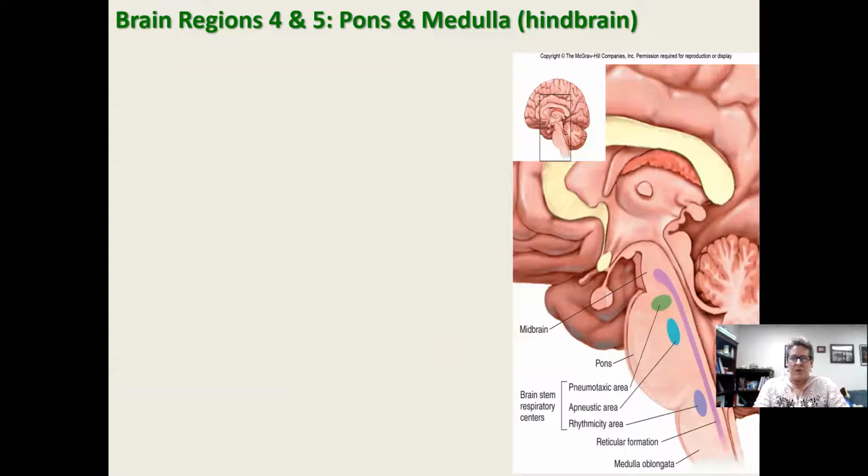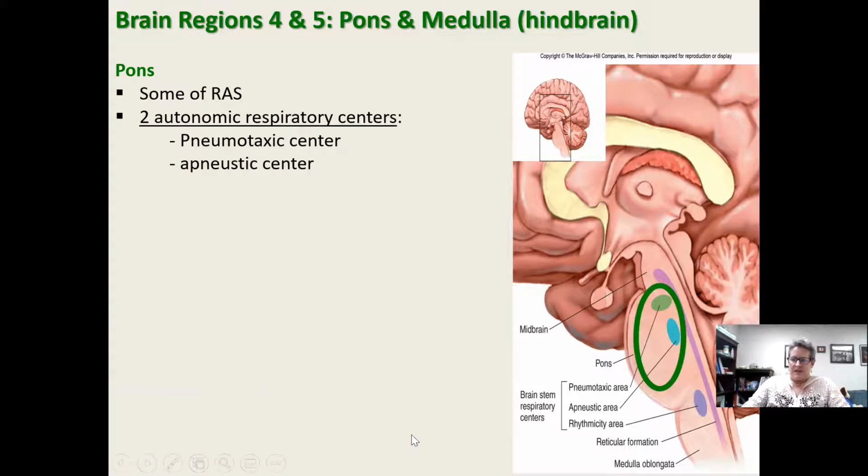Okay, moving on to the last part of the brainstem, the pons and the medulla. So the pons, it is right here in green. I circled it. Because it sticks out to the anterior, I like to think of it as the pregnant belly of the brainstem. And all you need to know about the pons is that it has part of the reticular activating system, and it has two respiratory centers, the pneumotaxic center and the apneustic center. Notice PNEU. Pneu means air, like a pneumatic nail gun. It uses air to send nails into boards, but pneumo means air.